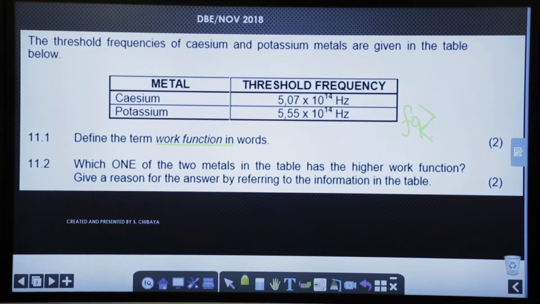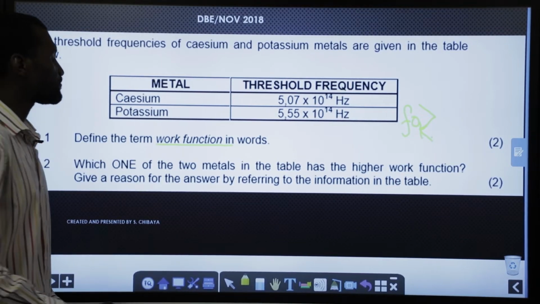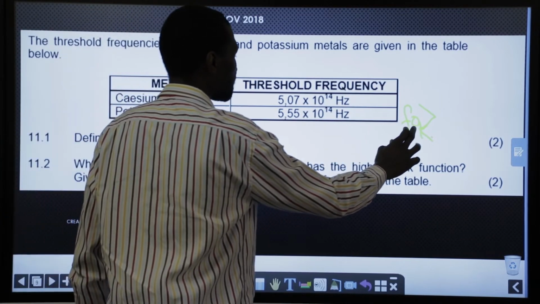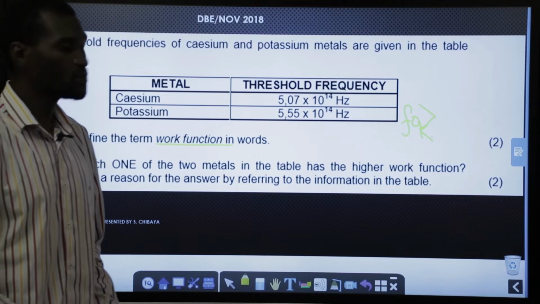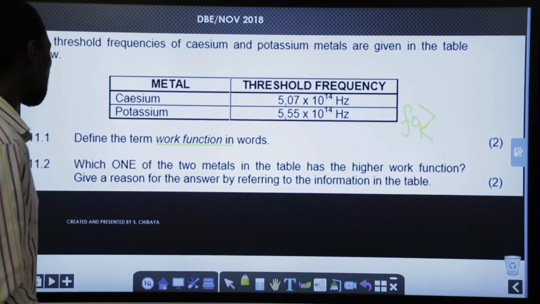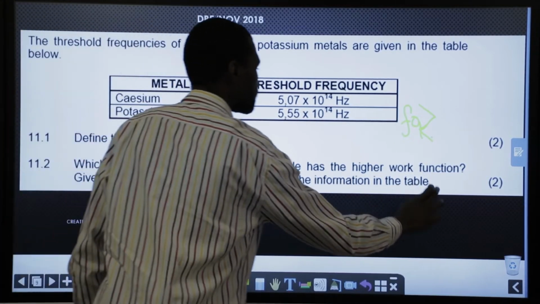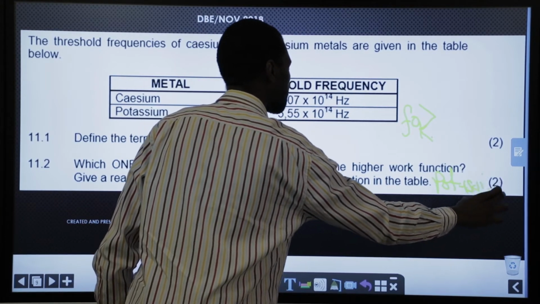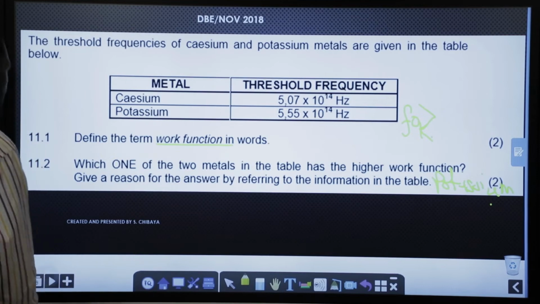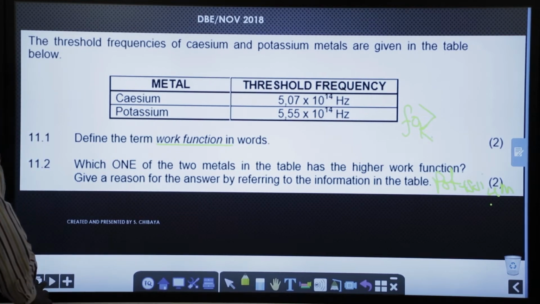So, the reason for our answer is, if F0 is greater, F0 is directly proportional to work function. So our answer there is potassium. Good. Having said that, let's move on to the next part.